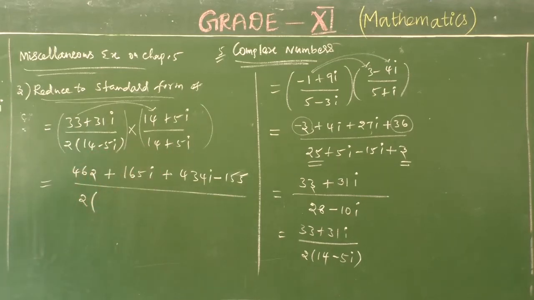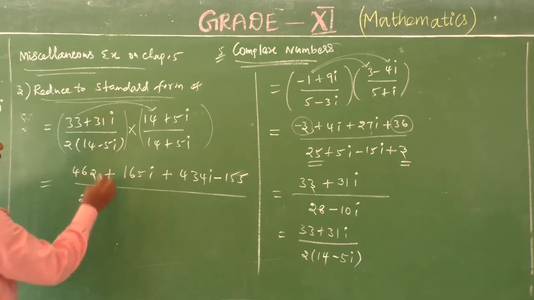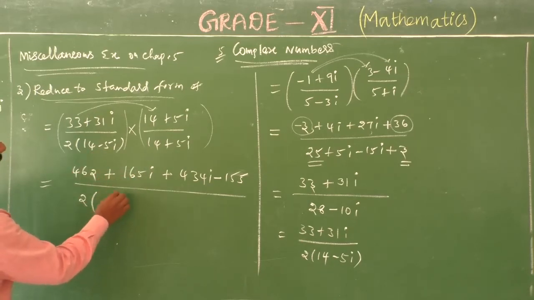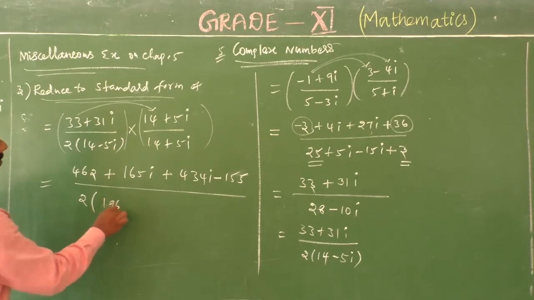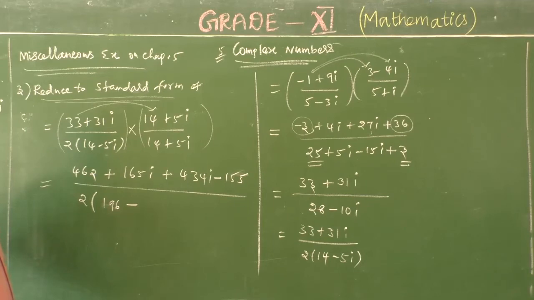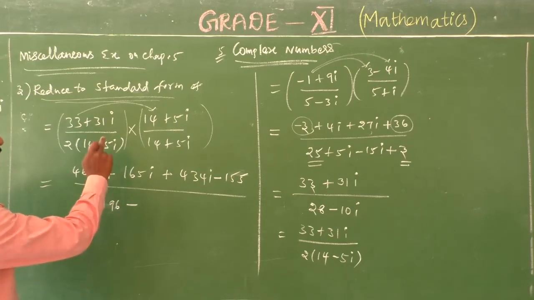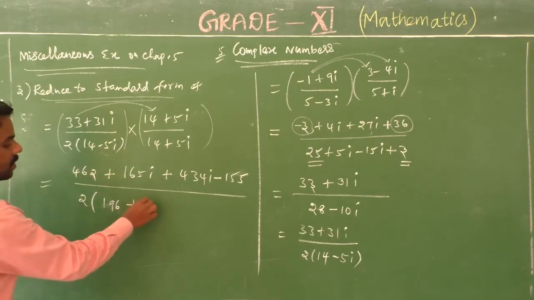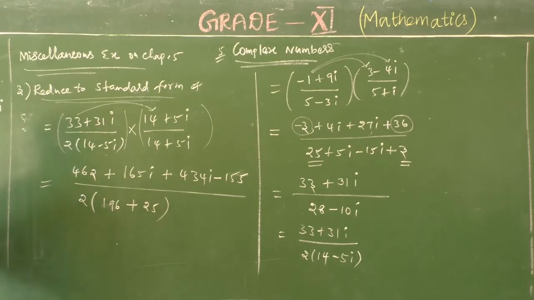(a minus b) into (a plus b), the Z1 minus Z2 into Z1 plus Z2 form. So Z1 squared, 14 squared, is 196, minus (5i) the whole squared. That is 25i squared, and i squared is minus 1. Here also minus and minus make plus, so 25.